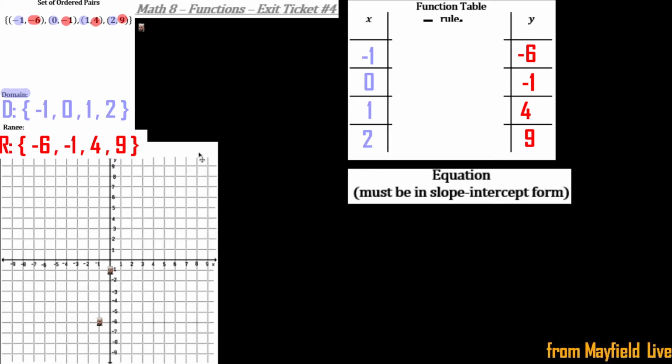For the other points, I have 1, 4, and 2, 9. So again, 2 steps to the right, 9 steps up. Again, make sure you're practicing plotting those points. That way, when you go to draw the line, it is perfectly through those points, like so. So now we need to figure out this equation and rule. And we know it's going to be in that slope-intercept form, where it's always y equals mx plus b. Again, m is slope and b is y-intercept.